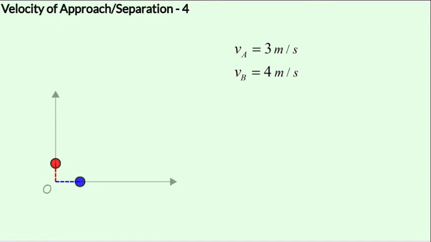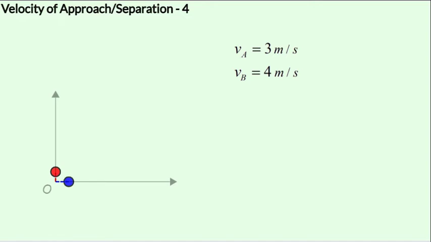Here is a case where ball A moves with a uniform velocity of 3 meters per second along the y-axis, and simultaneously ball B moves with a uniform velocity of 4 meters per second along the x-axis. Now we have to find the velocity of approach or separation after 1 second.